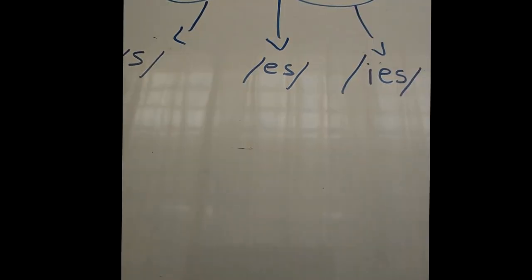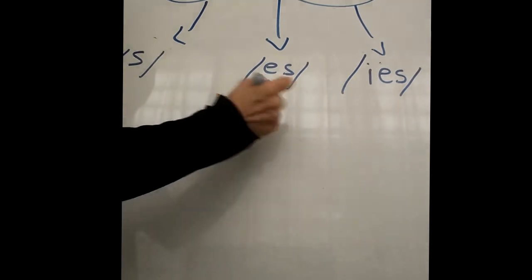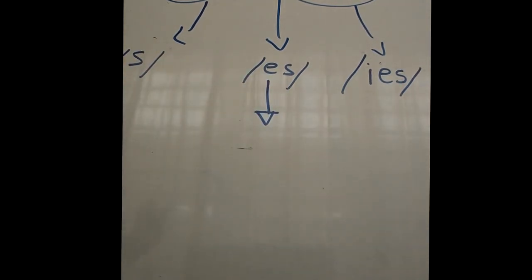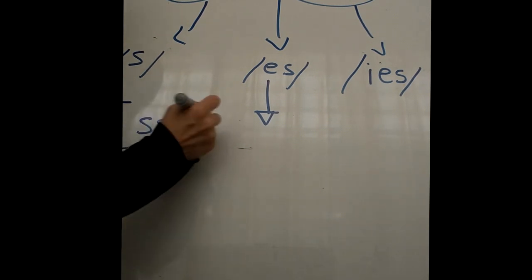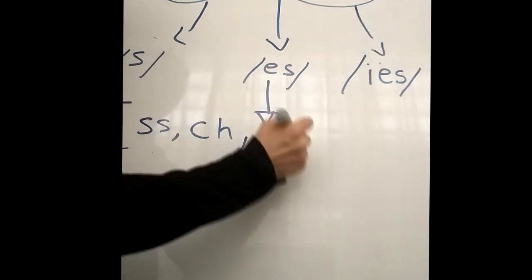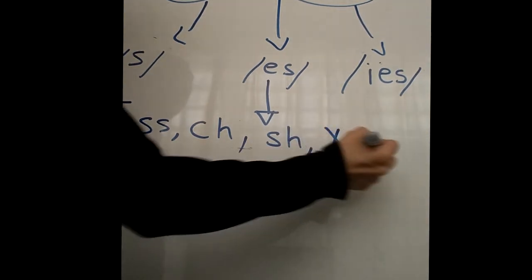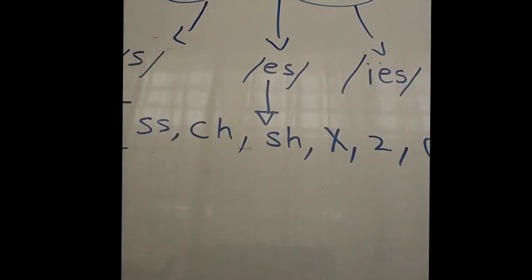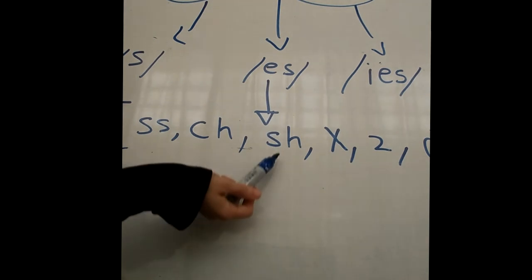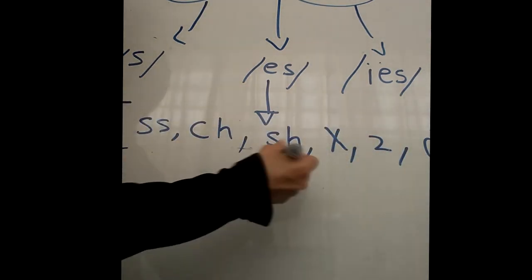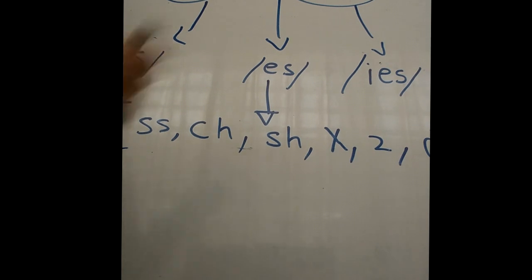All right, now let's look at ES. When do we add ES? We add ES to words that end with SS, CH, SH, X, Z, O. So if you come across a verb that ends with SS, CH, SH, X, Z, O, we just need to add ES.